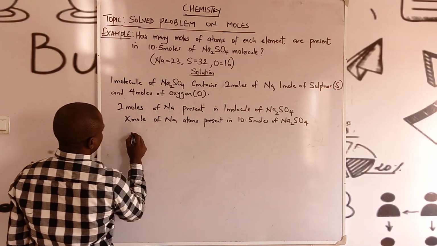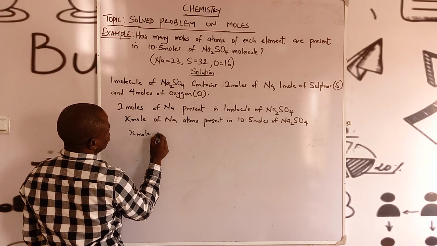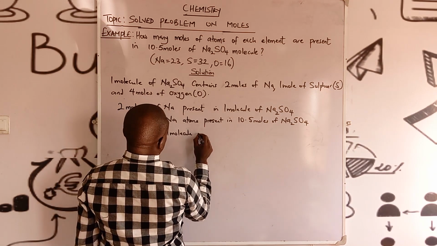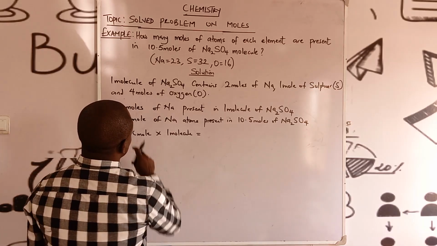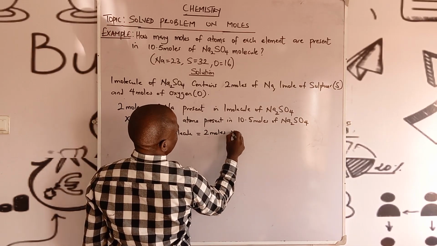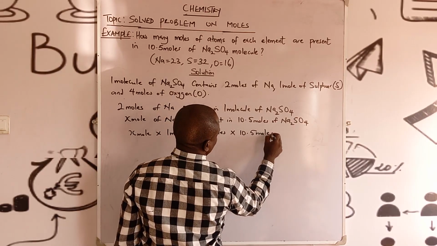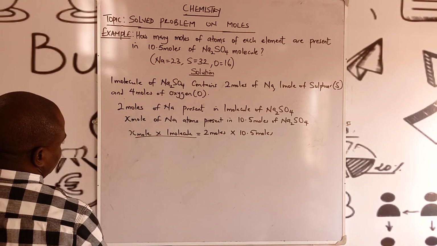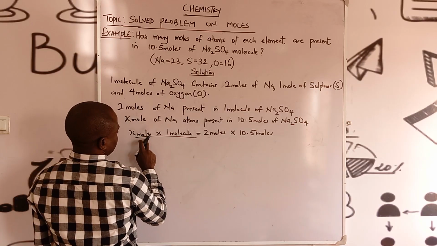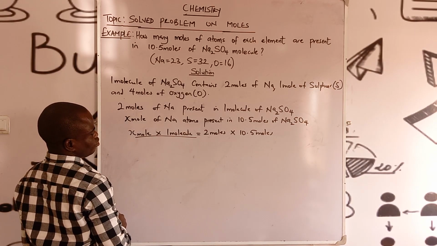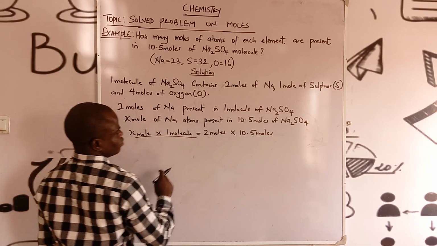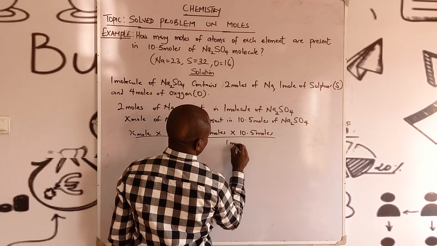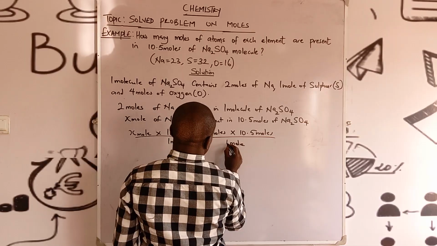Just say x times 1, x mole. Let's write it: x mole times 1 molecule equals 2 moles times 10.5 moles. Divide both sides by 1 molecule. This one will now cancel out.